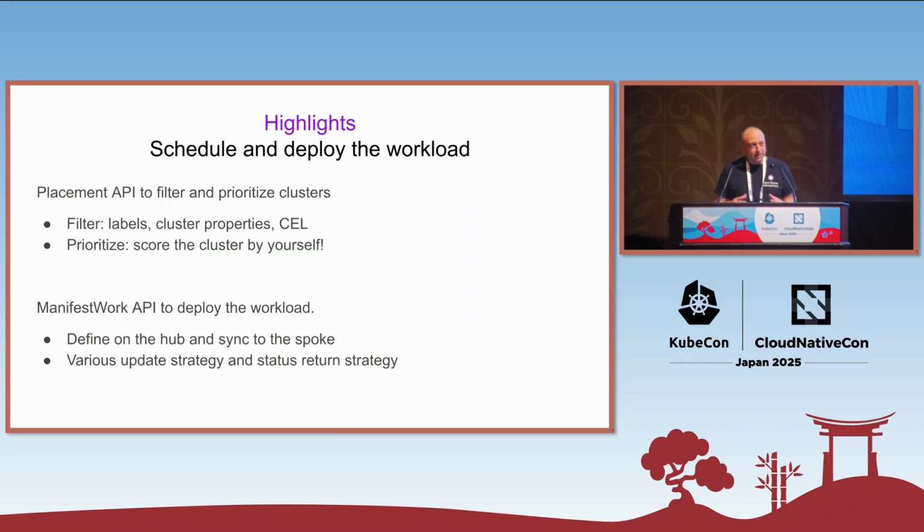So we have a placement API that is used to put your work out onto those clusters, and we love it, right? You can use all kinds of things like labels and cluster properties and simple things like common expression language. Anything you need to do, we're trying to find ways to make that work. So you can score and prioritize clusters by yourself, and that's nice and easy because you can get very fine-grained with how you place that work. What is work?